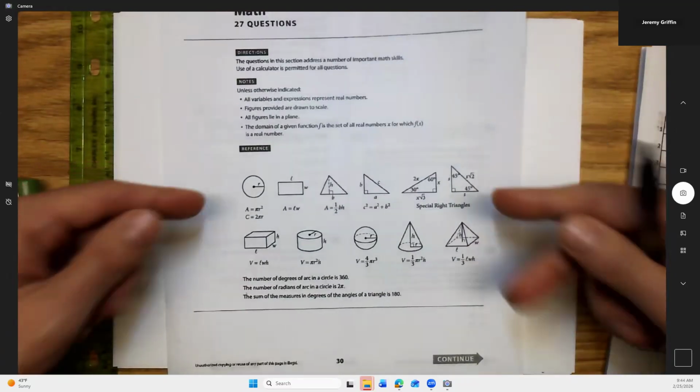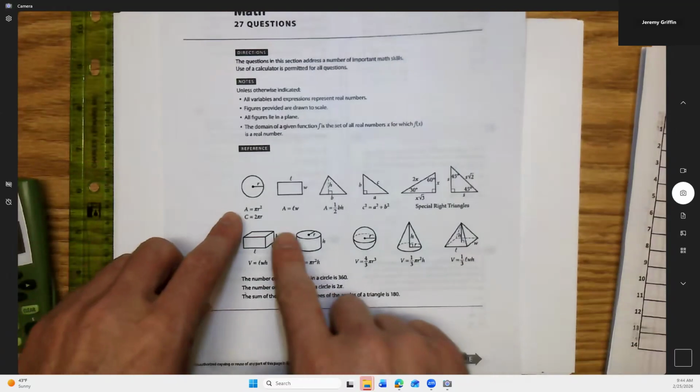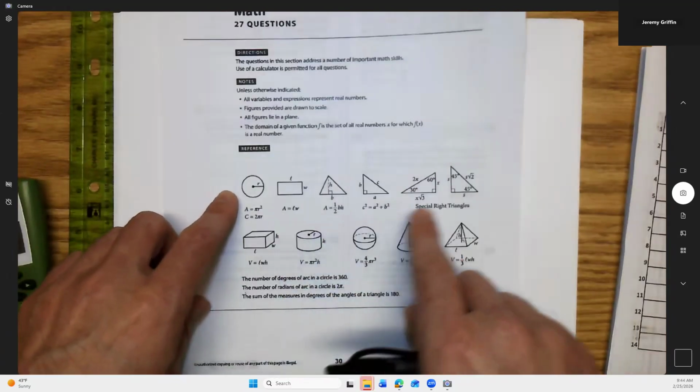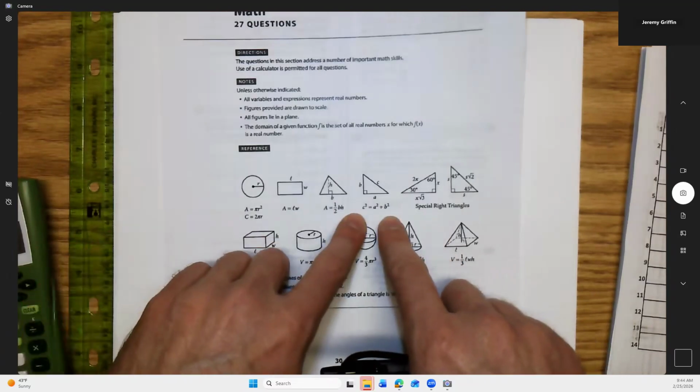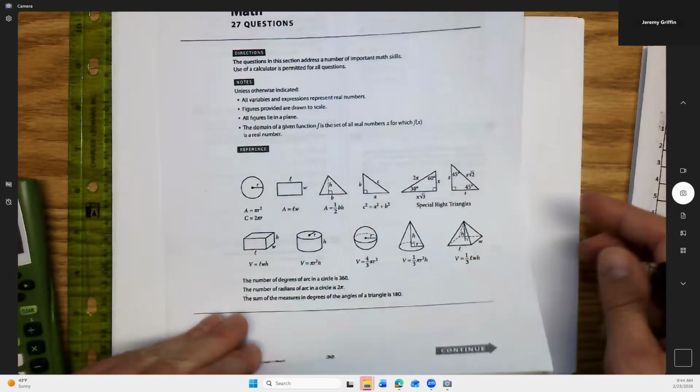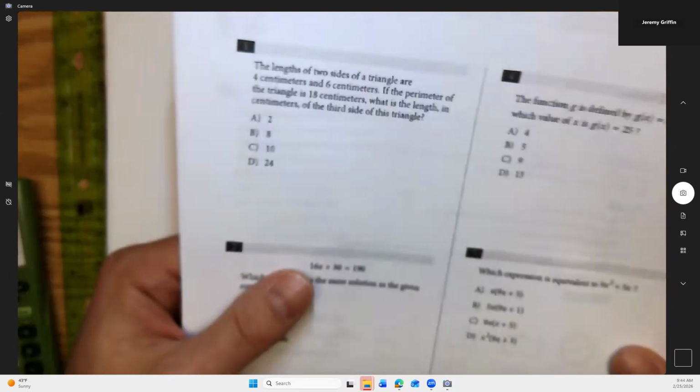They do give you these formulas, so be aware of them. There are different geometric properties, areas, the Pythagorean theorem, angle relationships, and volumes of some of the shapes. That's good to know. All right, going into the questions.